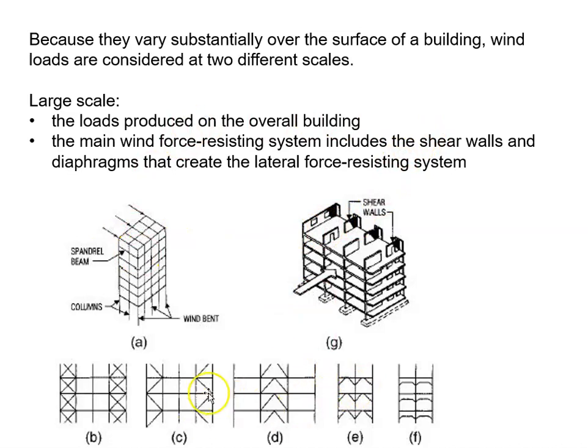But all these braces, that's what that's all about, basically: how this building wants to fall over. This is the short axis, the long axis, and it would want to fall over along that short axis. So how do we stiffen it up? All right, that's big scale.